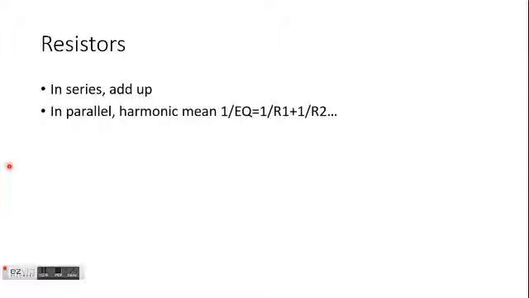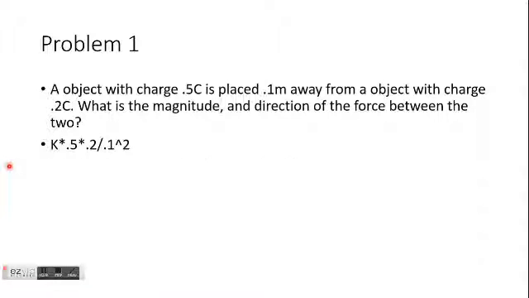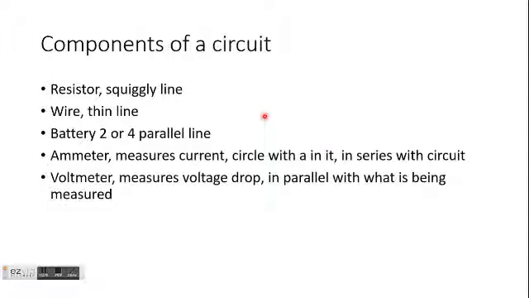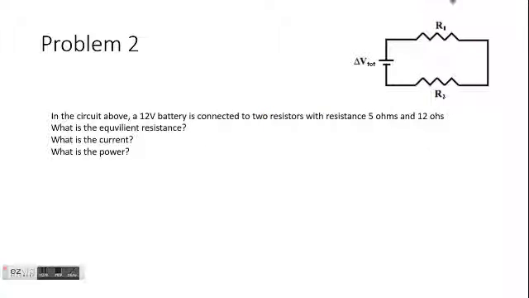Okay, so the components of the circuit. There's a resistor, which is a squiggly line. That's how it's represented. It looks kind of like that right here. This is R1. That stands for resistor 1. Just a squiggly line. A wire is just a thin line. So right here, these are all wires. A battery is 2 lines like this, or sometimes it can be 4 lines.